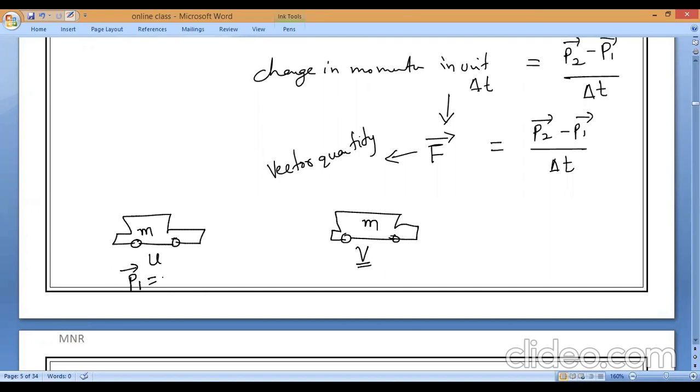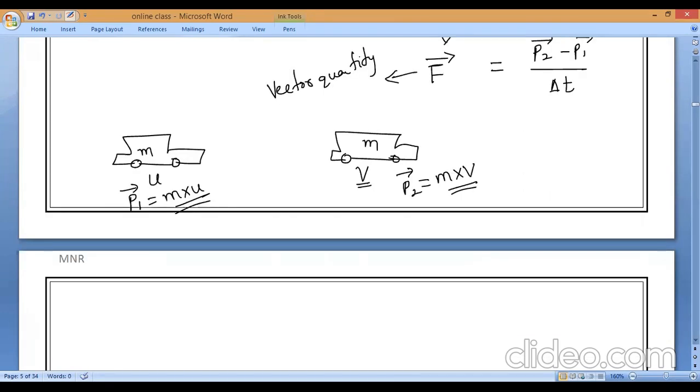Initial momentum is what? MU, sir. M into U. Final momentum is what? M into V. Now, in place of P2 and P1, can I replace with this? Yes or no? Everybody? Yes, sir. That is what I'm saying.